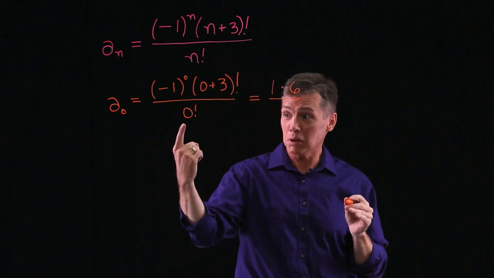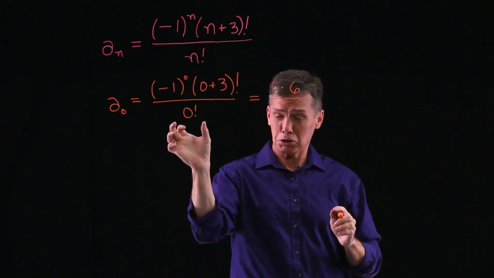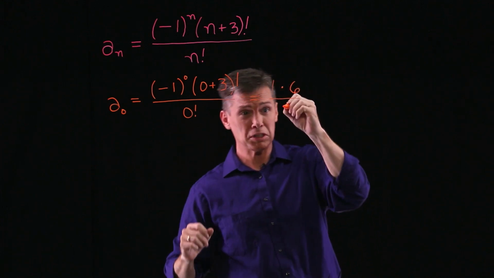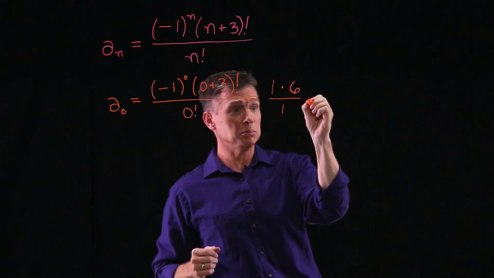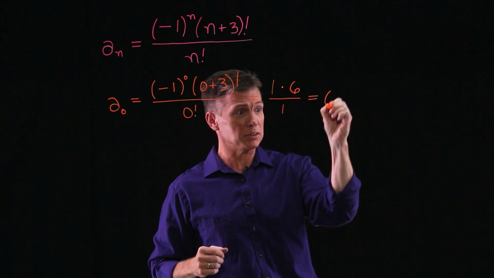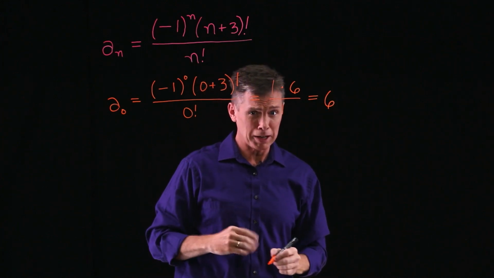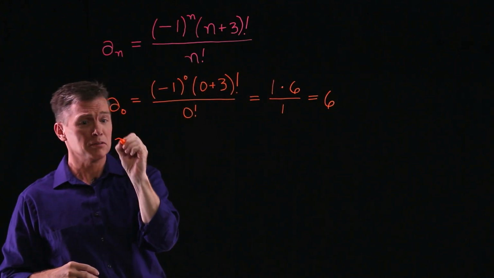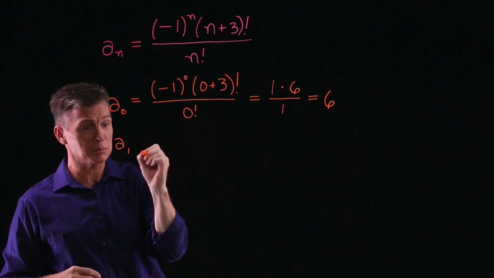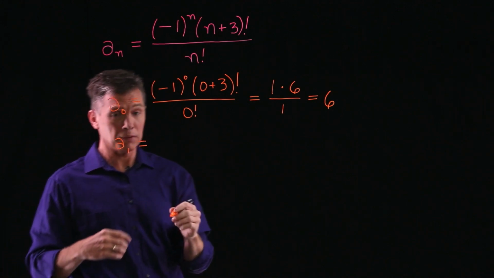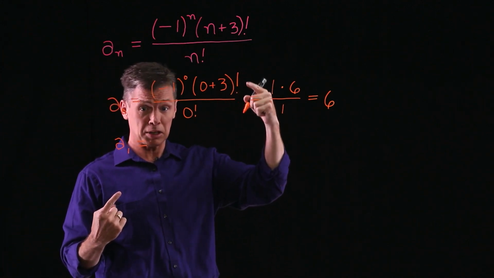Division by 0, oh no, actually it's okay. 0 factorial by definition equals 1. And that simplifies to just 6. All right, 1 down, 4 to go. Finding the first 5 terms then of the sequence, you're just going back to that formula each time.